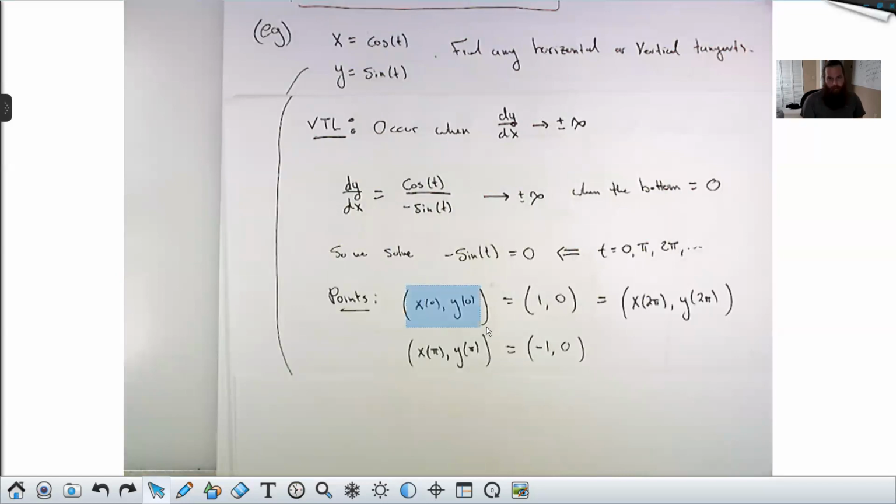If I plug in t equals 0 to both x and y, I get cos of 0, which is 1 for the x, and sine of 0, which is 0 for the y. That's the same point we would get when we plug in t equals 2 pi, because cos of 2 pi and cos of 0 are the same, and sine of 2 pi and sine of 0 are the same. So these two t values give me the same point. I have a vertical tangent line here. My other vertical tangent line comes from plugging in pi. Cos of pi is -1, so that's this -1. Sine of pi is 0, so that's this 0. And those are our vertical tangents.